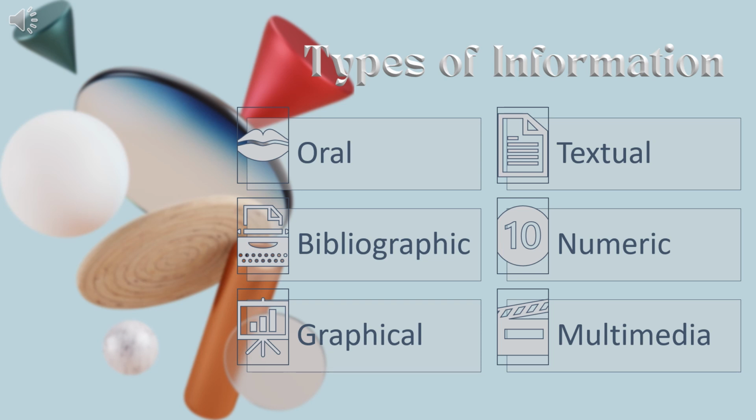Fourth, numeric information, referring to the data that can be measured and in the form of numbers, for example, census, financial reports, and report cards. We also have graphical information that refers to any graphical and pictorial representation of facts, data, and information, for example, bar graphs, line graphs, and etc. Last but not least is multimedia, referring to the content that combines and brings together different types of information.